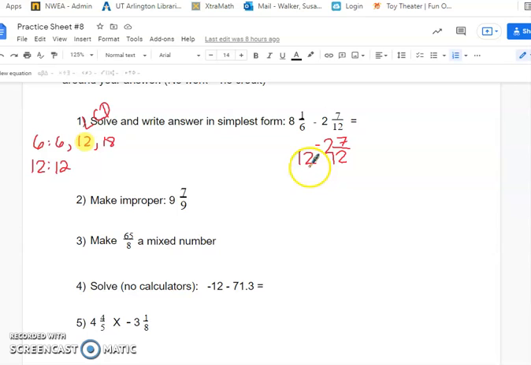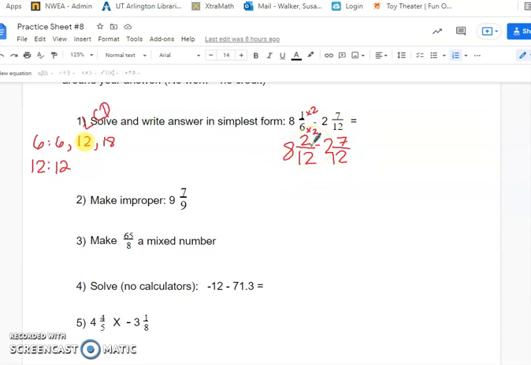But this 6 changed. This denominator changed. So I have to change the numerator. 6 times what gives me 12? 2. So I multiply the top by 2, and I get 2. Now I go to subtract, and I can't, right? 2 minus 7. So with fractions, we don't really do negatives in this way.